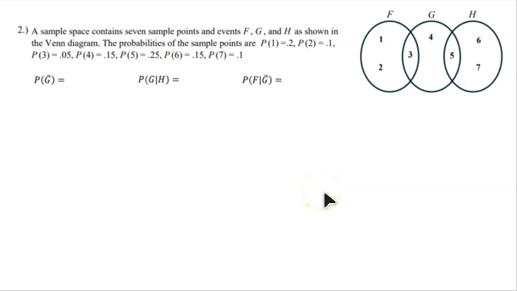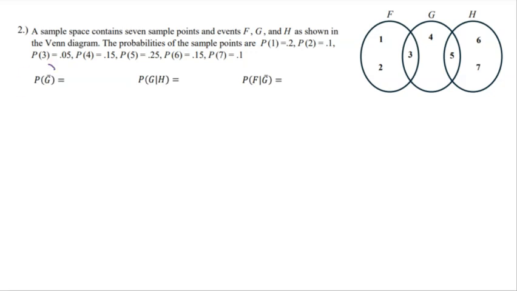So we're going to go over some of the questions on the lesson sheet for lesson 6, and you can see that this is question 2 on the lesson sheet. It says a sample space contains 7 sample points, 1, 2, 3, all the way up through 7, and events F and G and H as shown in the Venn diagram. The probabilities of the sample points are, probability of 1 is 0.2, and then probability of 2 is 0.1, and you can see them all.